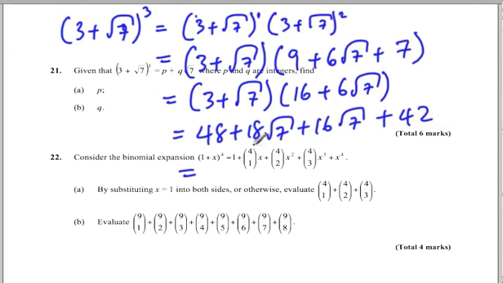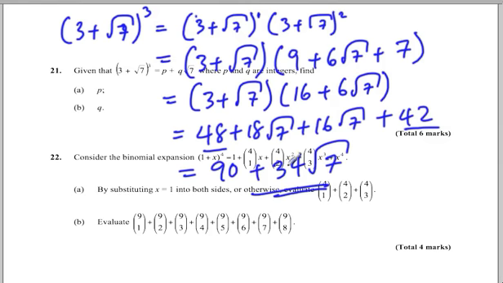And all we have to do now is just combine the like terms. So that's going to be 90. And this is going to be 30, wait, 34. Let me just double check that. 18 plus 16 is 34. Yeah, okay, it's going to be 34 root 7, right? So if we look at this, it's p plus q root 7, so p must be 90, and q must be equal to 34.